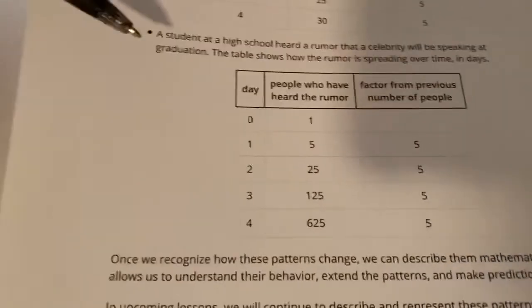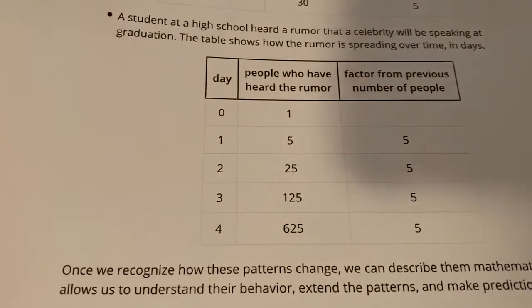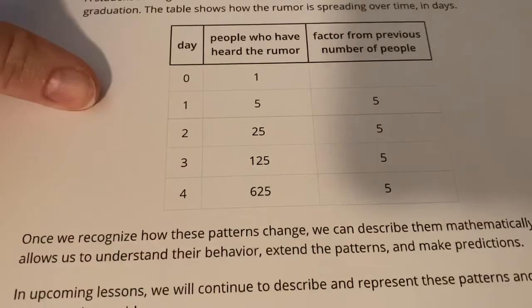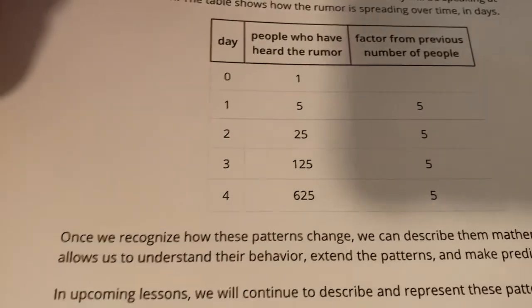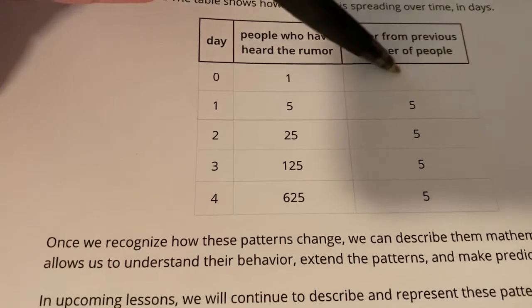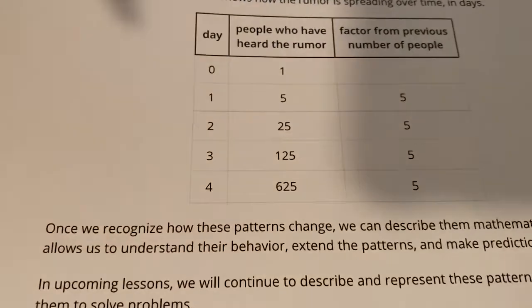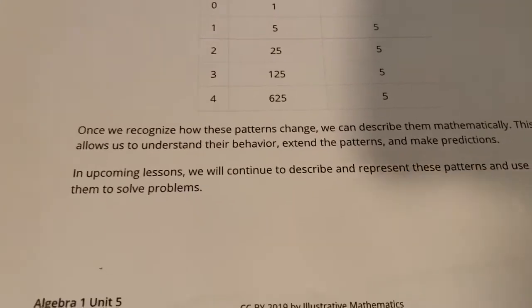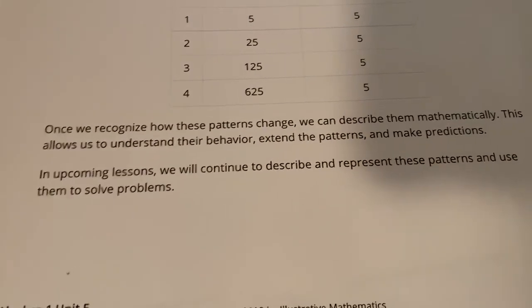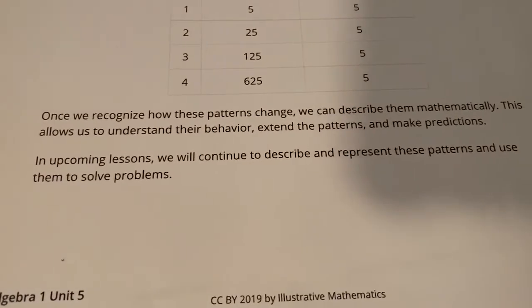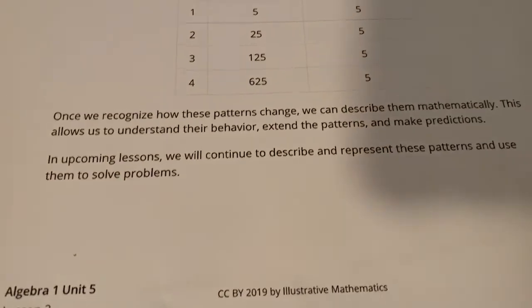Here's another situation. This one, a student at high school heard a rumor that a celebrity will be speaking at graduation. The table shows how the rumor is spreading over time in days. So it goes from 1 to 5 to 25 to 125 to 625. The factor from previous number, it's multiplying by 5 every time. Okay, once we recognize how these patterns change, we can describe them mathematically. This allows us to understand their behavior, extend the patterns, and make predictions. In upcoming lessons, we will continue to describe and represent these patterns and use them to solve problems.